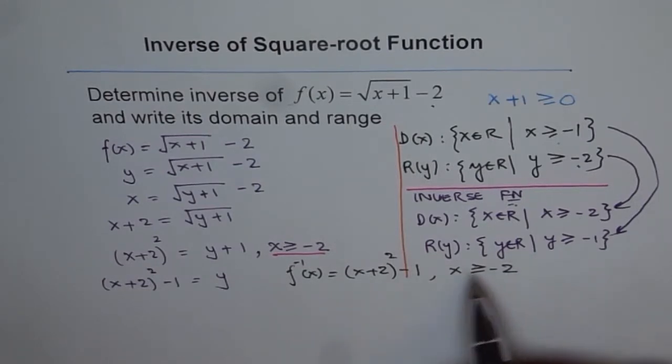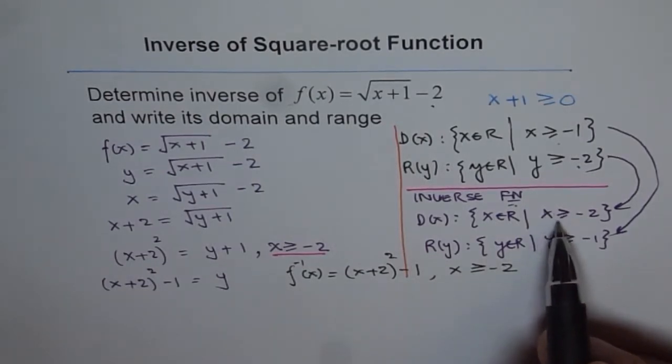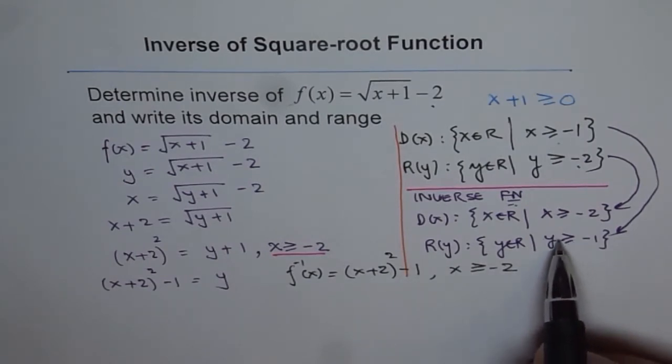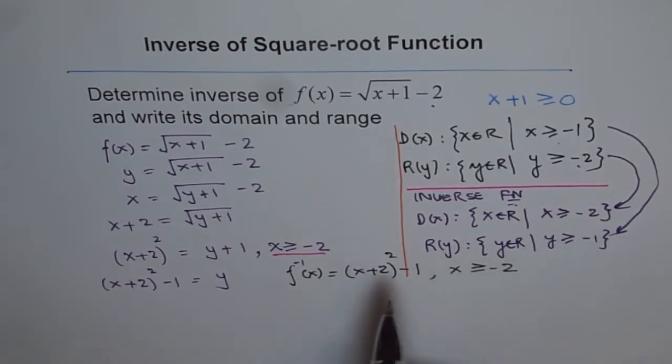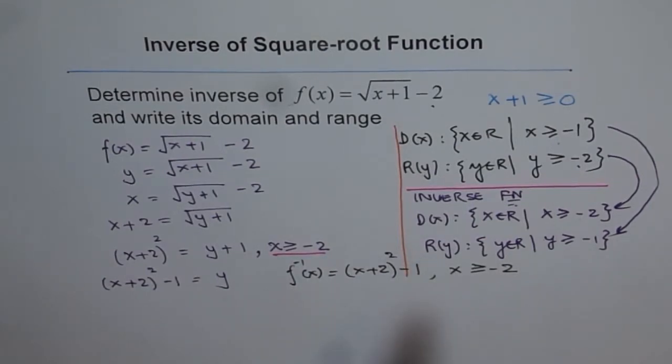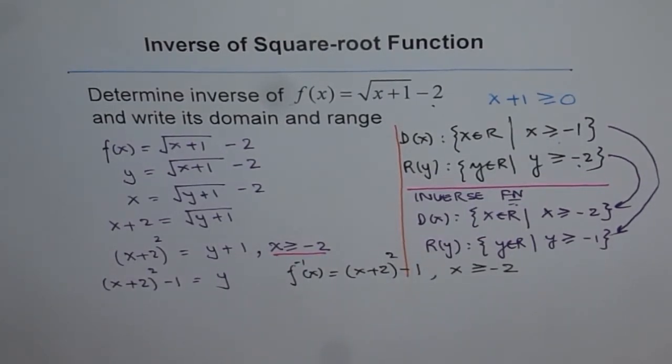Now you can check that its domain is x greater than or equal to minus 2 and the range is y greater than or equal to minus 1. Since this is minus 1, the function is moving upwards. Correct? So that is how you have to find the inverse of a square root function. Thank you.